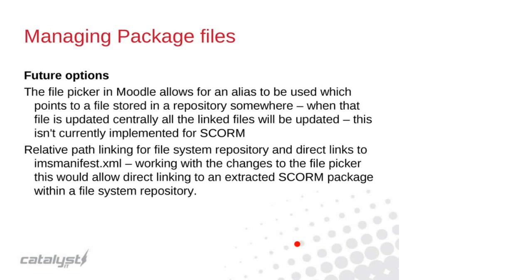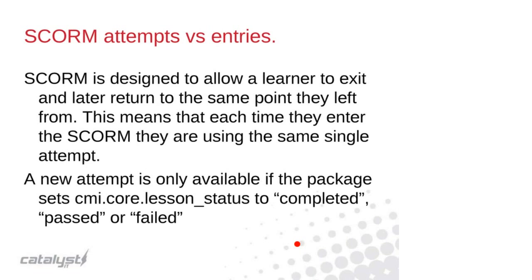One of the biggest issues that people have with SCORM is the concept of attempts and entries. SCORM is designed to allow a learner to enter a package and then do some stuff, exit, and then come back a couple of hours later or a couple of days later and enter at the same point they were previously. So they're entering in a single attempt. That's not multiple attempts. So they've entered it twice, but they're only using a single attempt.